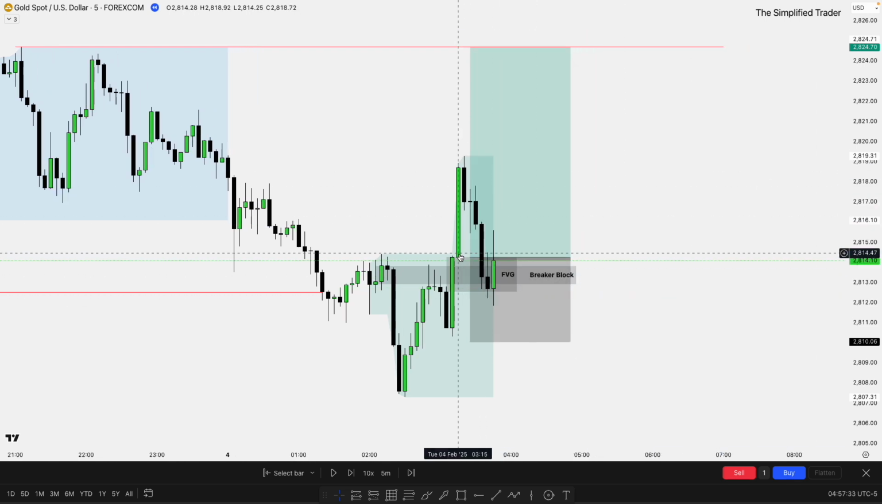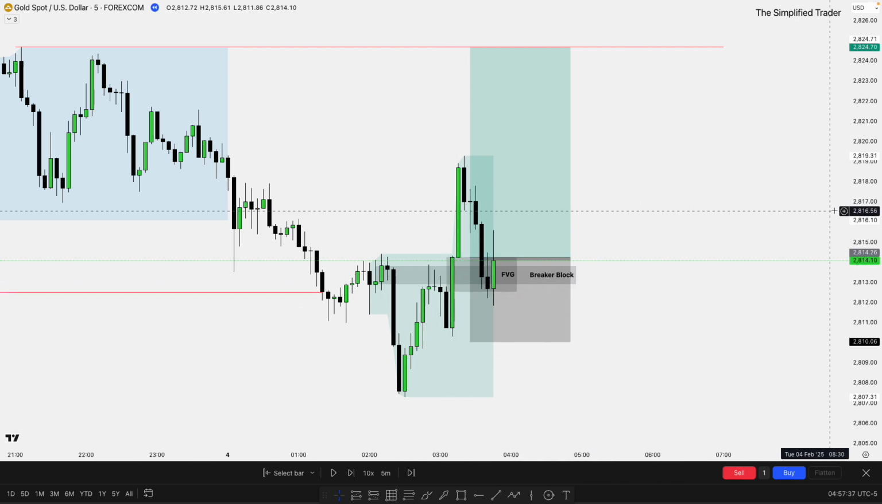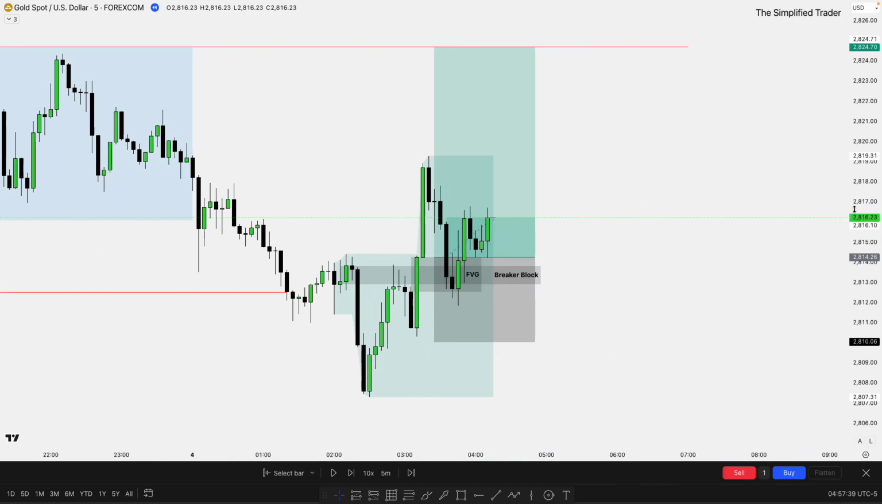We trade into that fair value gap. We also hit the breaker and we hit this propulsion block. Let's see how this plays out.